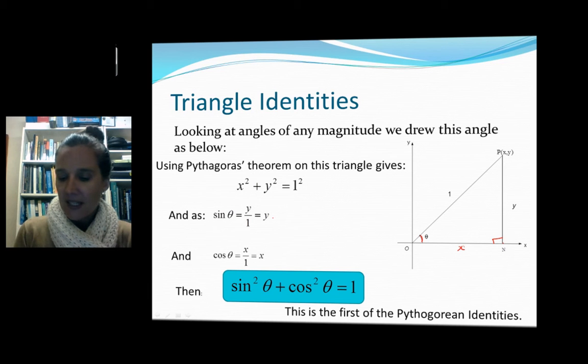And cosine of theta is x divided by 1, which is equal to x. So rather than writing x, we can write cosine squared theta, and rather than y, sine squared theta, is equal to 1 squared, which is equal to 1. And we know this as the first of our Pythagorean identities. So we'll be using these in further calculations.